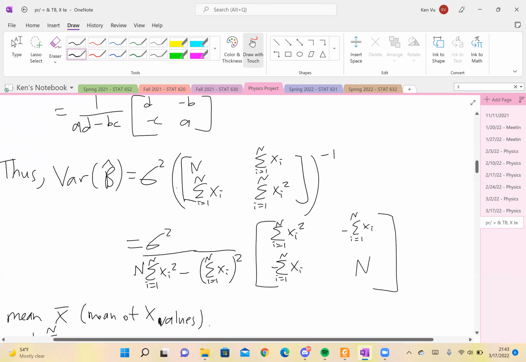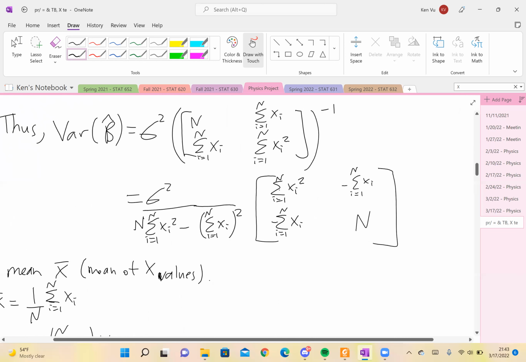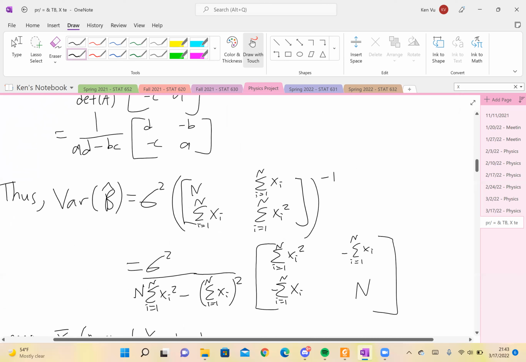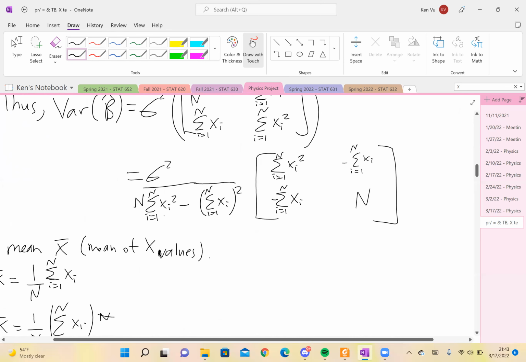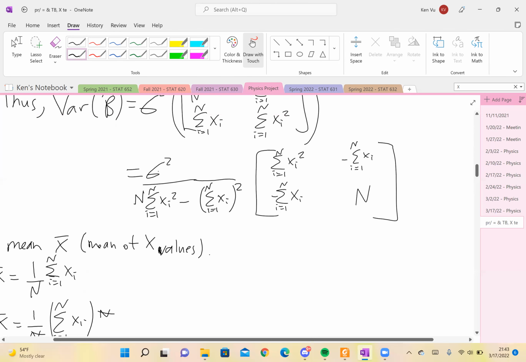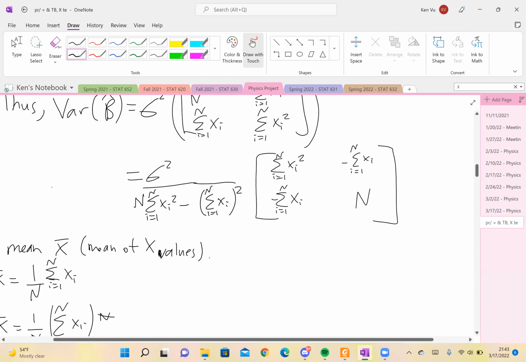And then when you evaluate that, you get this result right here. And then for the determinant, once you evaluate it using this definition of A inverse, you get the denominator, which is n times the sum of the squares of the x values minus the square of the sum of the x values, for the denominator of this constant right here. All right. So this is what we're going to get for the variance of beta hat so far.